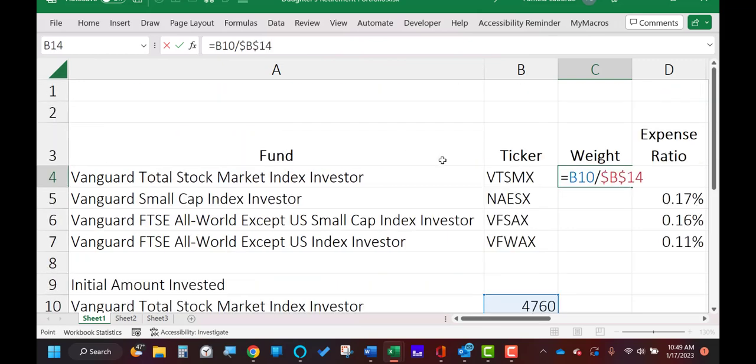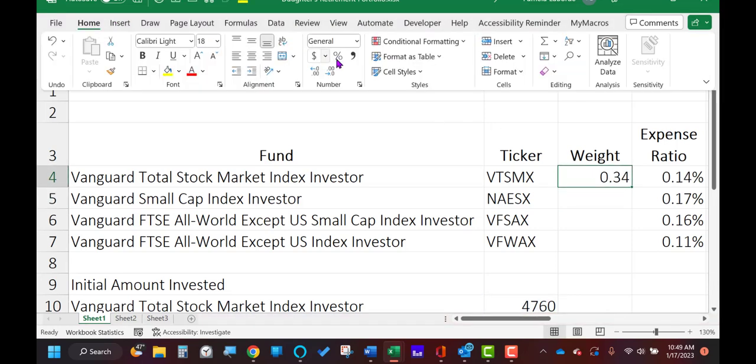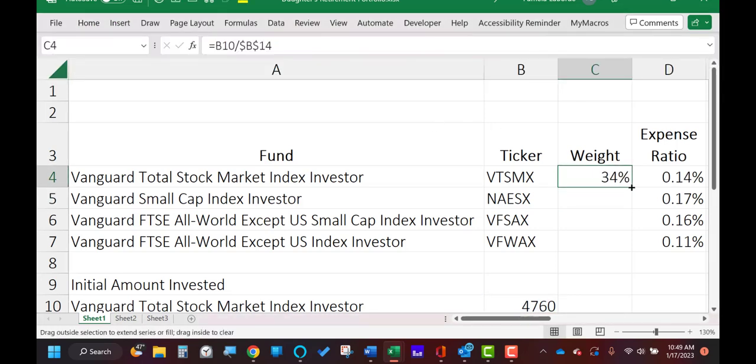And then I'm going to make the $14,000 what they call an absolute reference. So when I copy this formula down, it will adjust the B10 to B11 for this cell, B12, then B13, which is exactly what I want. But it's going to keep the denominator for each of these as B14, which is exactly what I want. And this is a percentage, so I'm going to format it as that. And I don't need any decimal places.